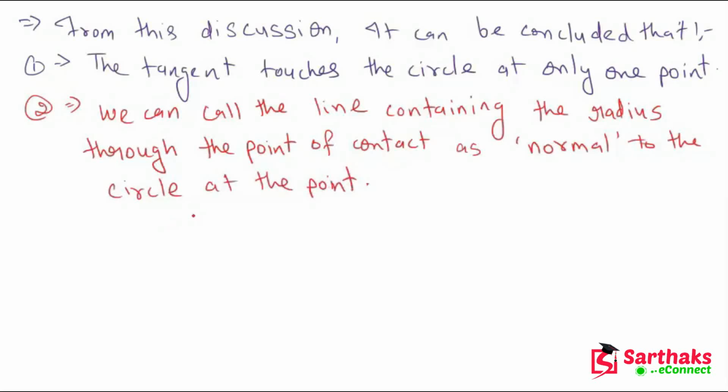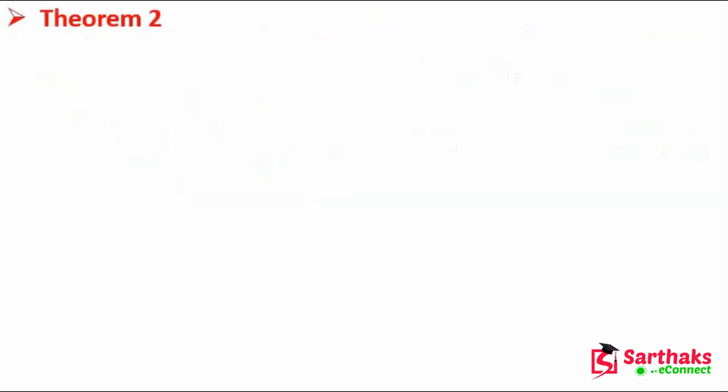Okay, my dear friends, so we can call the line containing the radius through the point of contact the normal to the circle at that point. I hope you understand these things. So this is our theorem number 1. Now let's move on to theorem number 2.